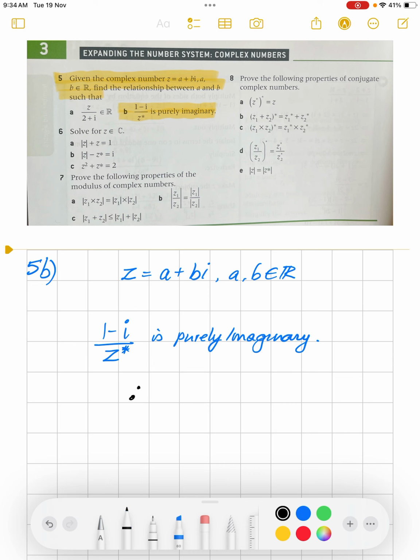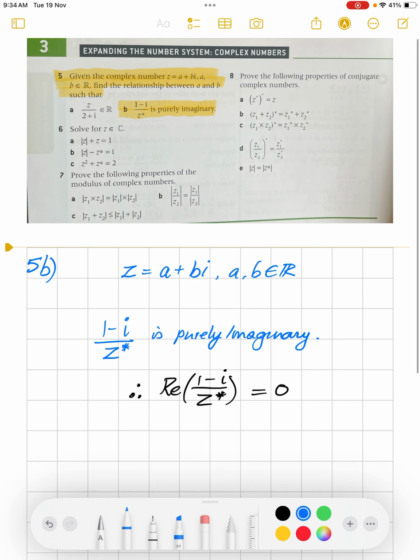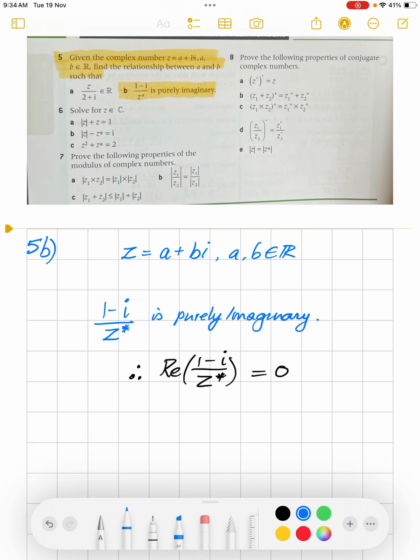Therefore, what we can say is the real part of our fraction, the value that we're given, is actually 0. So let's work out what 1 minus i over the conjugate of z is, and then get the real component and let it equal 0. So let's go 1 minus i over the conjugate of z, so it's a minus bi.